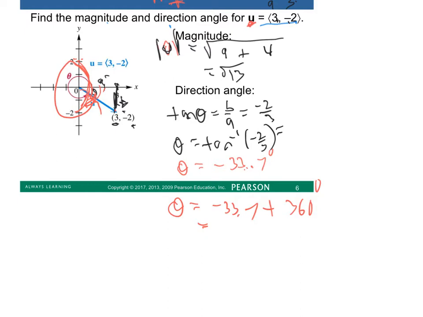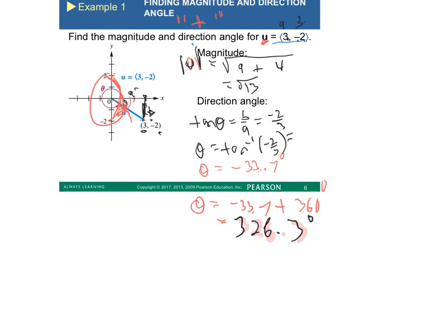Pause it, you do it yourself. 326.3. Let me do it the right color and everything. 326.3 degrees. I hope I'm right. Rounded to the 10th. Questions? Of course not.